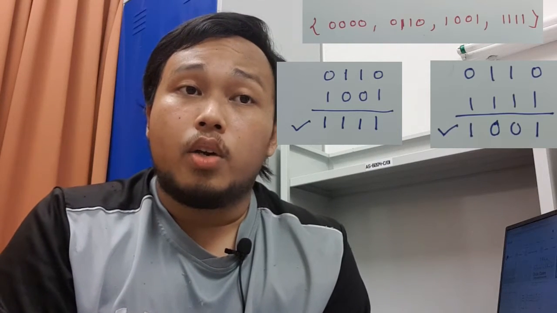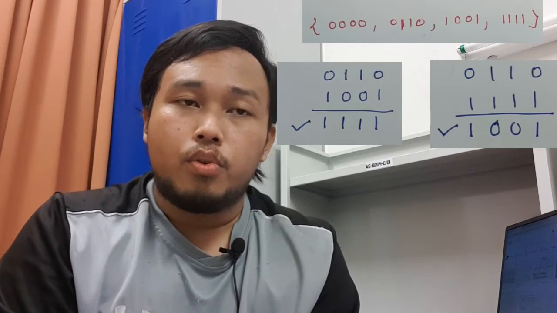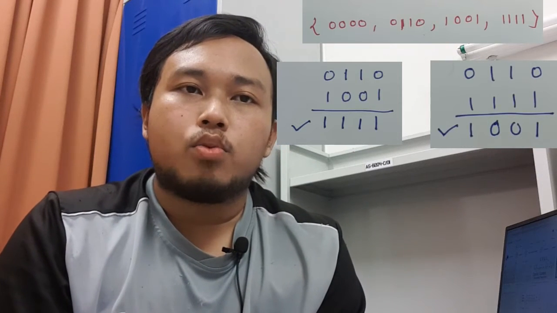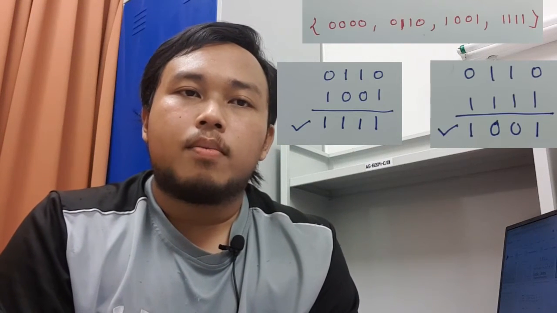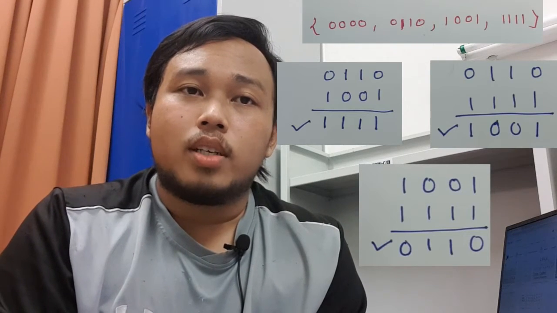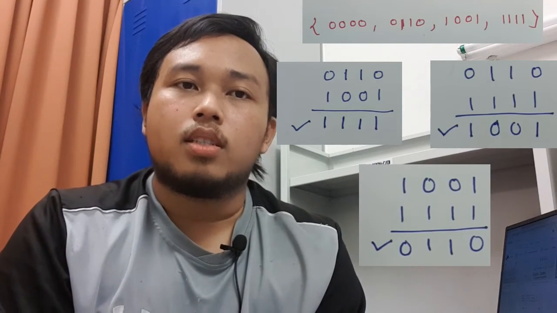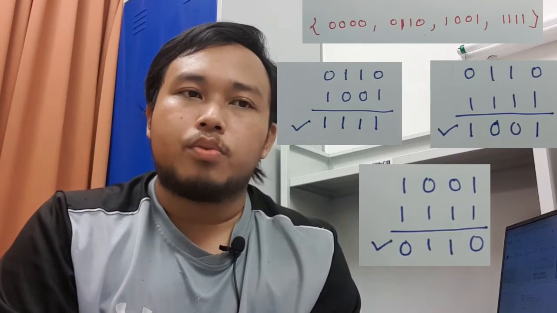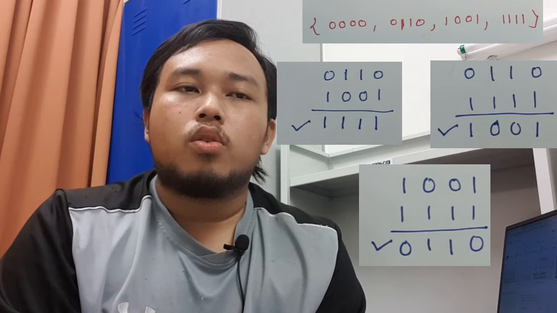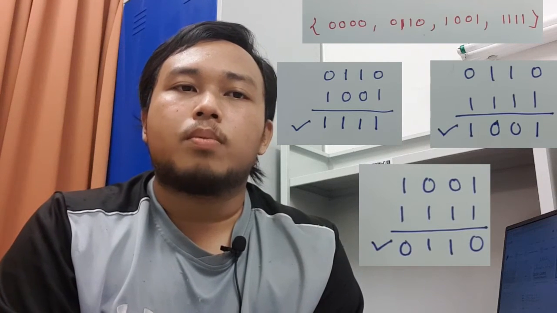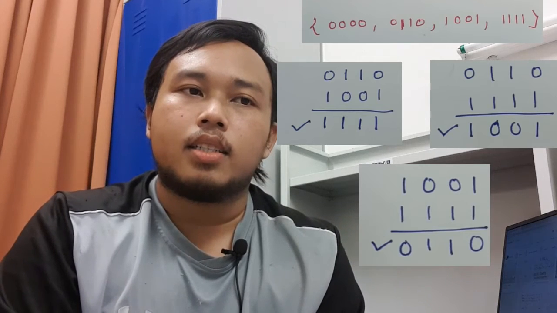0, 1 plus 1 is 0, and 0 plus 1 is 1. Then for the last one, 1 plus 1 is 0, 0 plus 1 is 1, 0 plus 1 is 1, and 1 plus 1 is 0. So all the results follow the property of linearity.